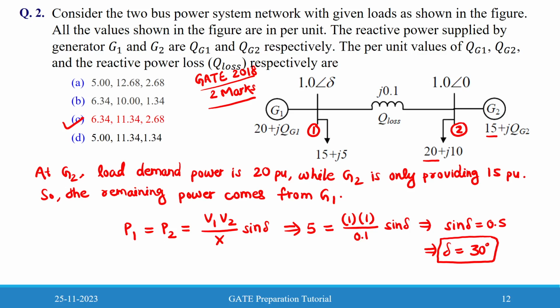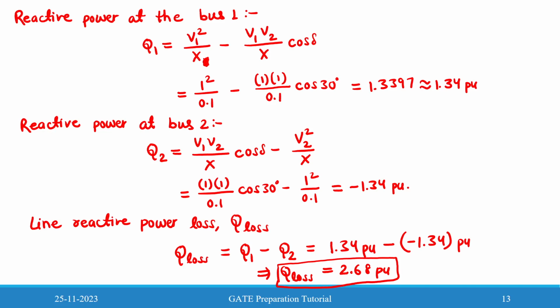So the active power at bus 1 and bus 2 will be V1 V2 divided by X sine delta. From here you will get the delta. Now reactive power at bus 1 you can get using this expression, and reactive power at bus 2 you will get using this expression. We know that line reactive power loss is the difference of reactive power at bus 1 and reactive power at bus 2, and you will get the line reactive power loss.